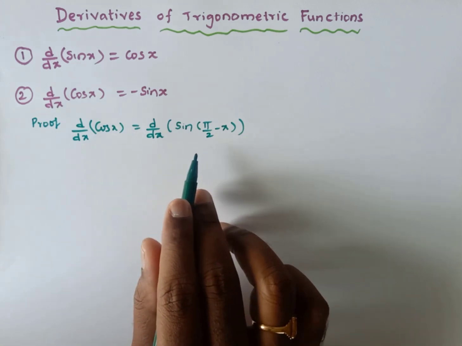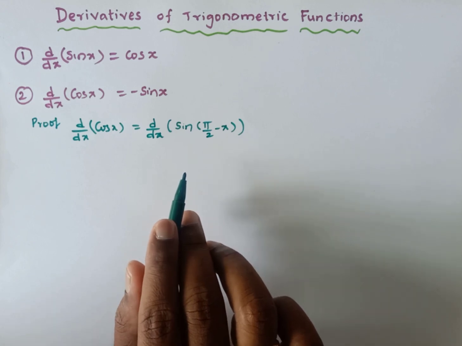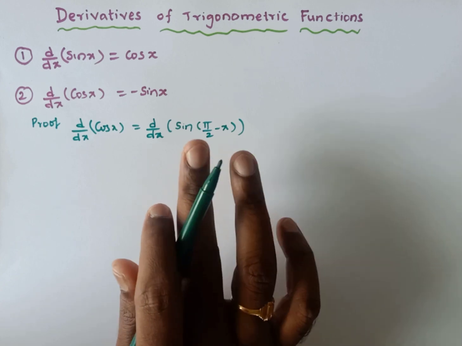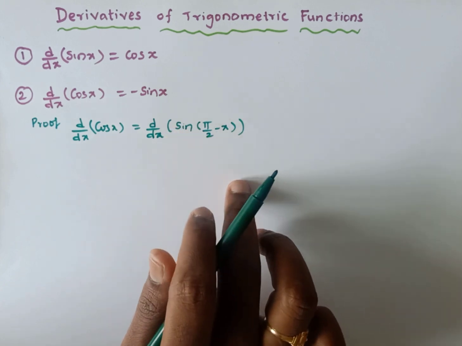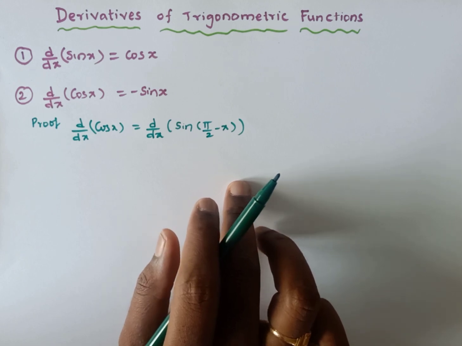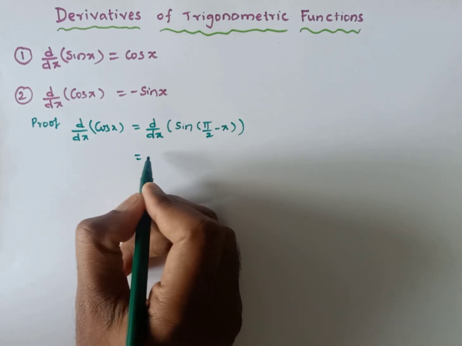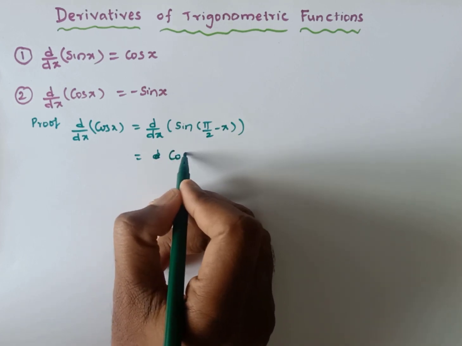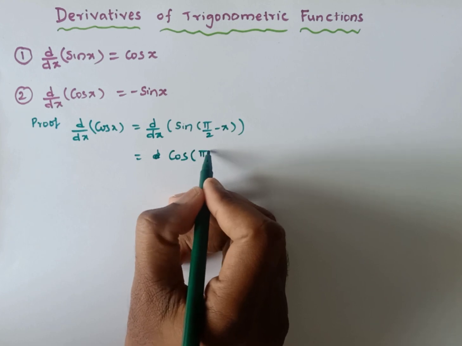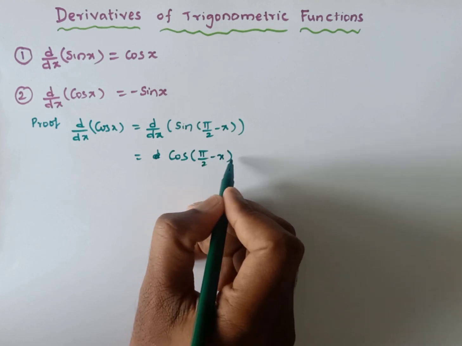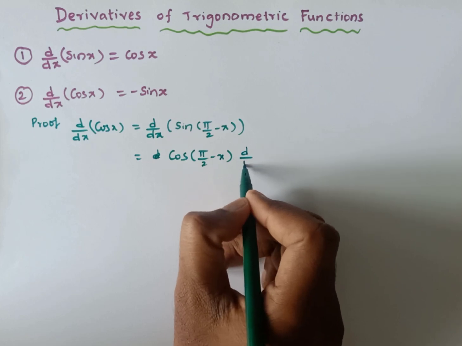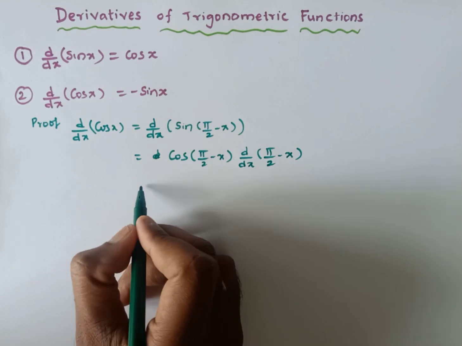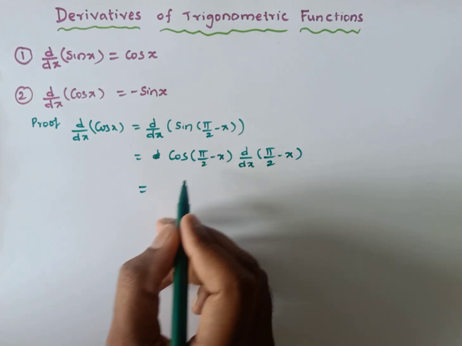Instead of writing cos x, I am writing sine of pi by 2 minus x, because we already know how to find the derivative of a composite function using the chain rule: the derivative of the outer function into the derivative of the inner function, right? Now we can write this as d by dx of sin x, which is cos x. So cos of pi by 2 minus x into d by dx of the inner function pi by 2 minus x.